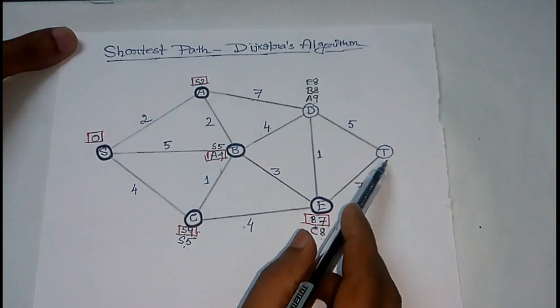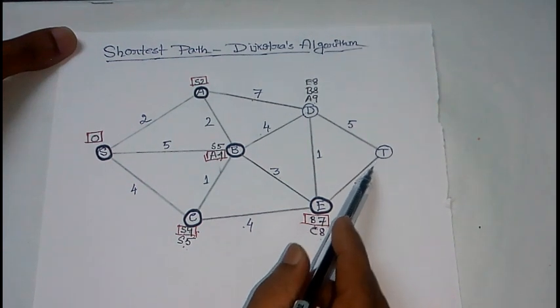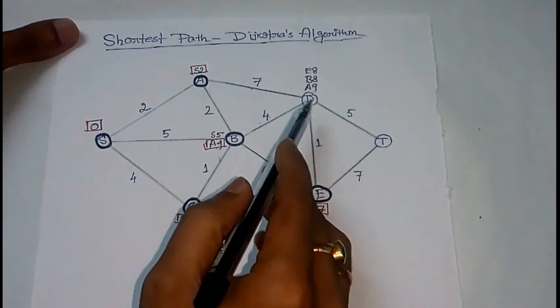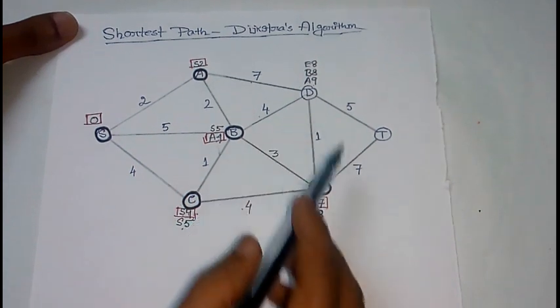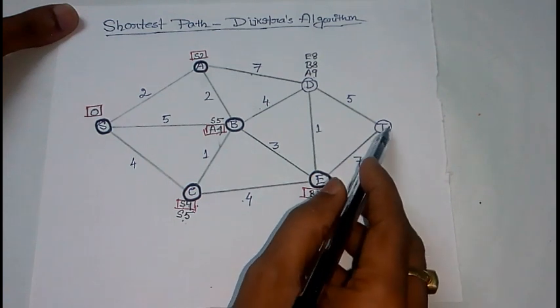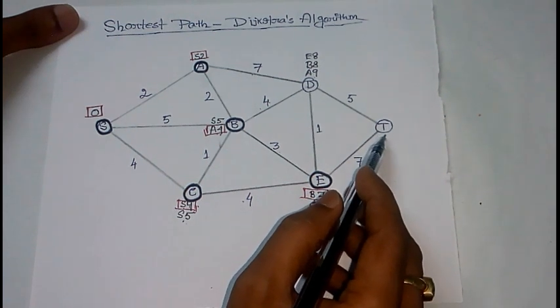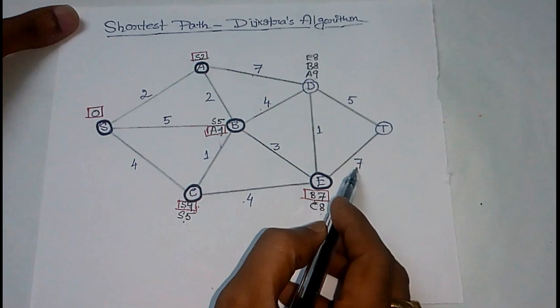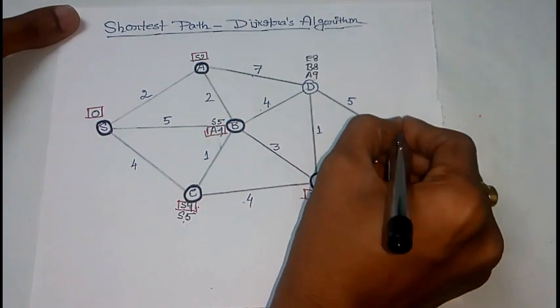And finally consider T. There is only one path, that is from E to T, because D has not been selected yet. So if we move from E to T, what should be the temporal level of T? It should be 7 plus this 7. So 14. So we write here E14.